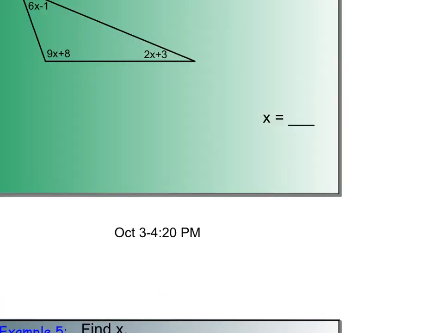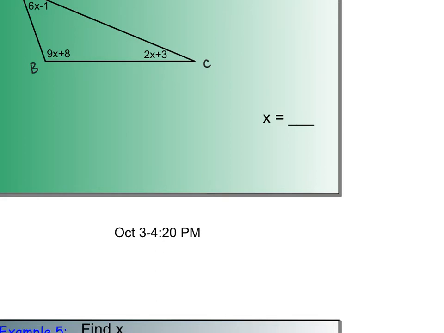Okay, a little more difficult. Solving for X in this case, I can say that the measure of the first angle, angle A, plus the measure of the second angle, angle B, plus the measure of the third angle, let's call it angle C, again, should equal 180 degrees. So we can find a value for X such that this is true.